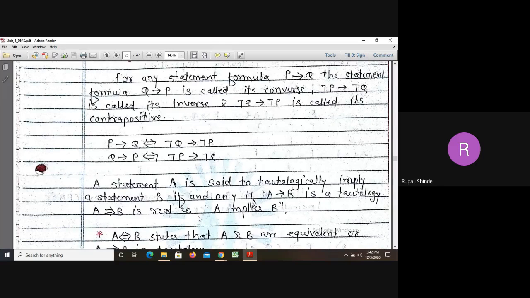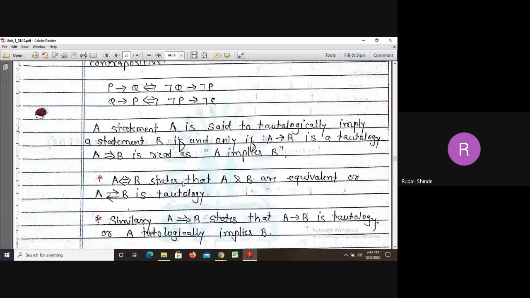So there are two different terminologies. One is for equivalence, another one is for implication. How can we define equivalence? If A and B are two formulas, then A is equivalent to B if and only if A biconditional B is a tautology, and A implies B if and only if A conditional B is a tautology. So these are two very important terms.